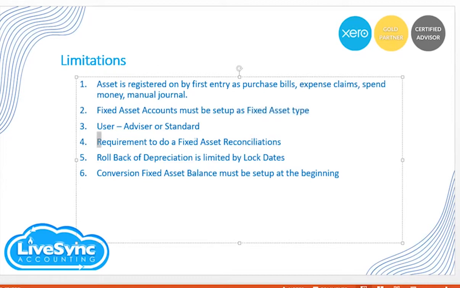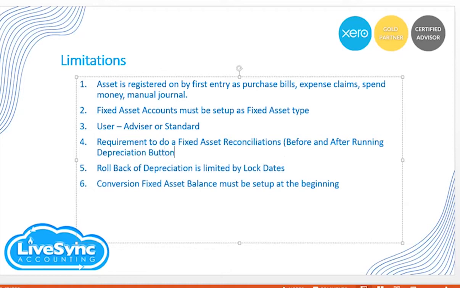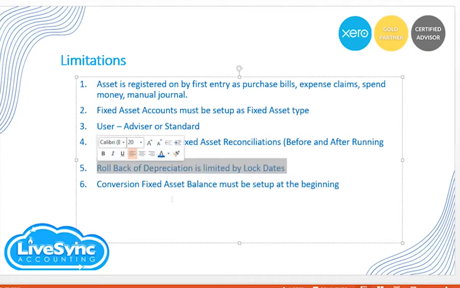Advisor and standard. And then requirement to do a fixed asset reconciliation, I would add before and after running depreciation button. Always. Okay? You have to do it twice, before running and after running. Why? Because you want to make sure that before running the depreciation button, your reconciliation will be zero. Everything will match. And then when you run a depreciation, the same would also be zero and matched, and it will not change. Limitation, rollback of depreciation is limited by lock dates. No? So while you can do rollback depreciation, you cannot roll back on dates which are lock dates.